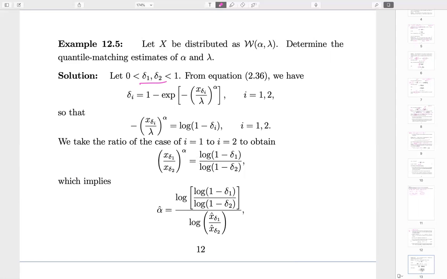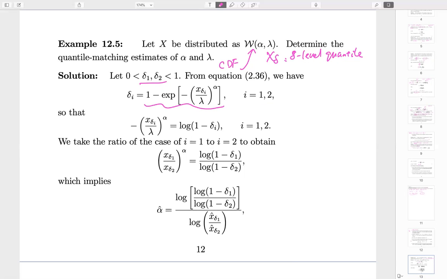So let's say delta 2 is bigger than delta 1. Here we do the general analysis, so we don't care about the exact values of them. As long as they are between 0 and 1, they are good. This is the CDF of the Weibull. Obviously, x delta is the delta level quantile. Without the hat, it is the theoretical version. Solving this is not complicated.